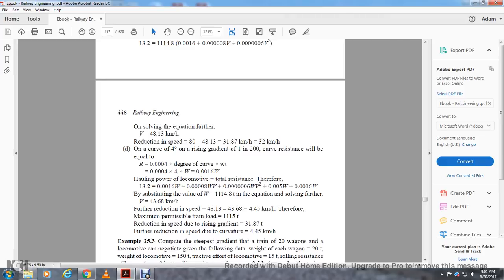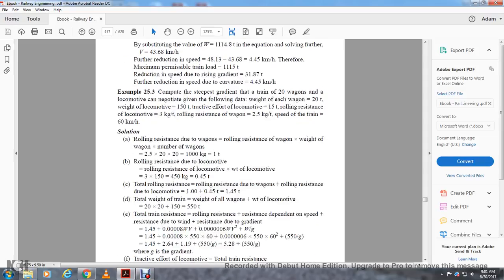Therefore, the maximum permissible train load is 1,115 tons. Reduction in speed due to the rising gradient is 31.87 kilometers an hour. Further reduction in speed during curvature is 4.45 kilometers an hour.